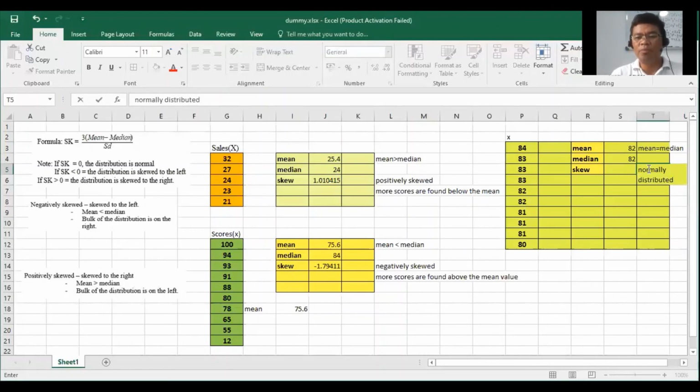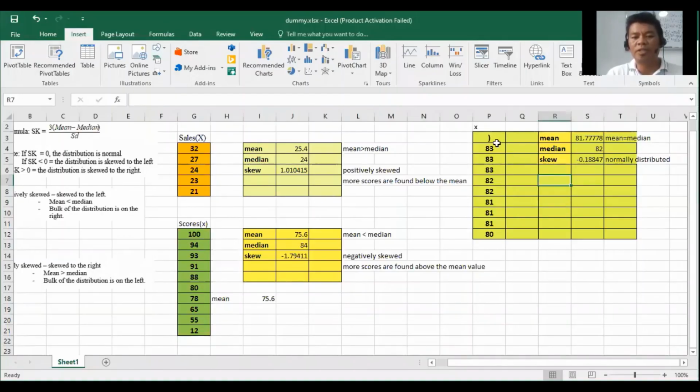So that means that 50% of the scores or data are found above the mean, and 50% of the data are also found below the mean. So what about the value of the skewness? Let us verify. We have 0. It is equal to 0.